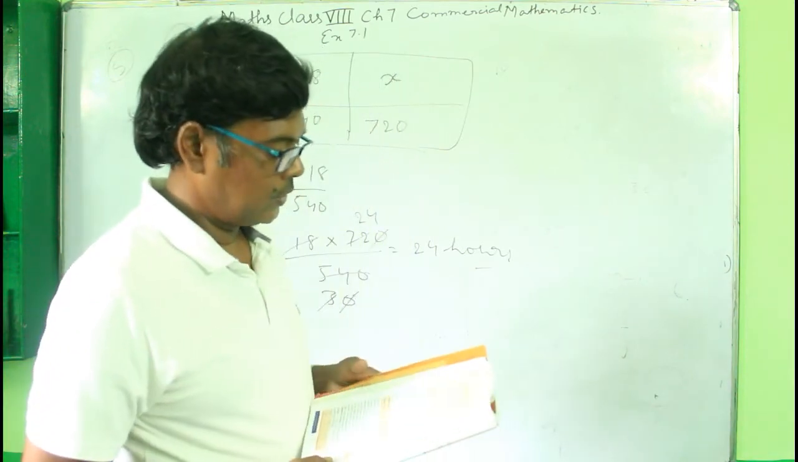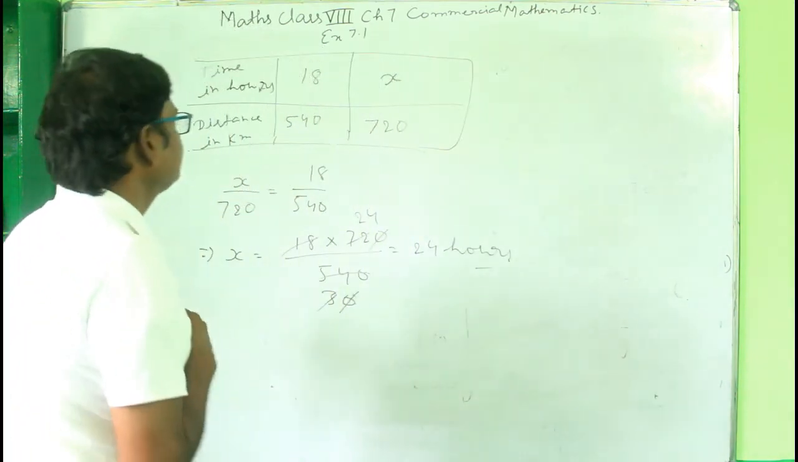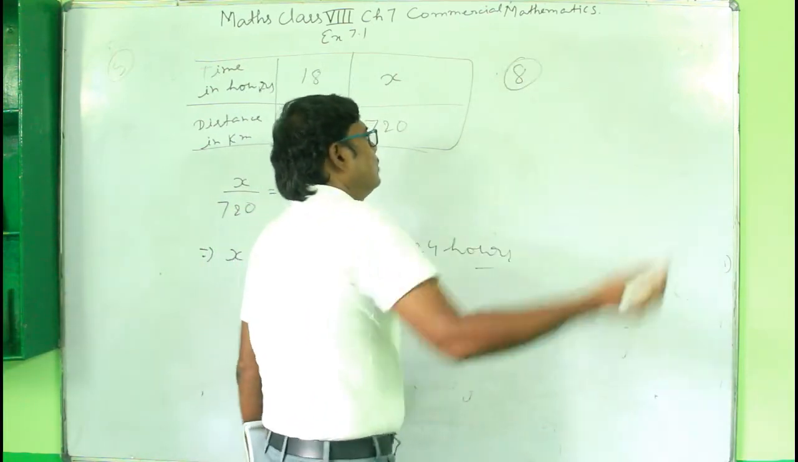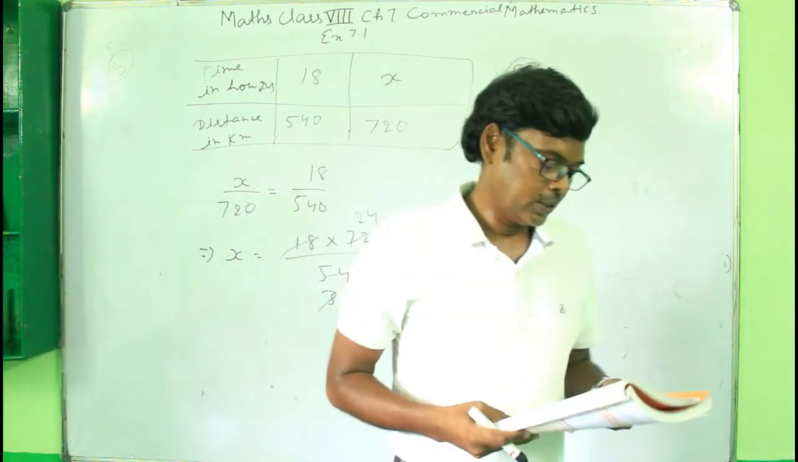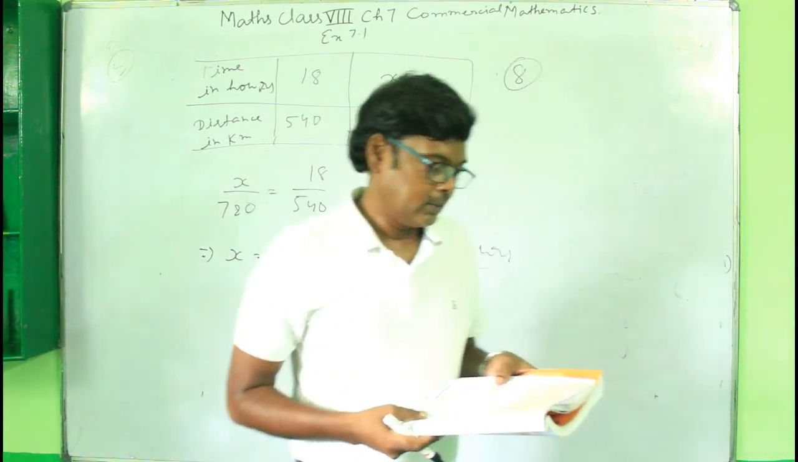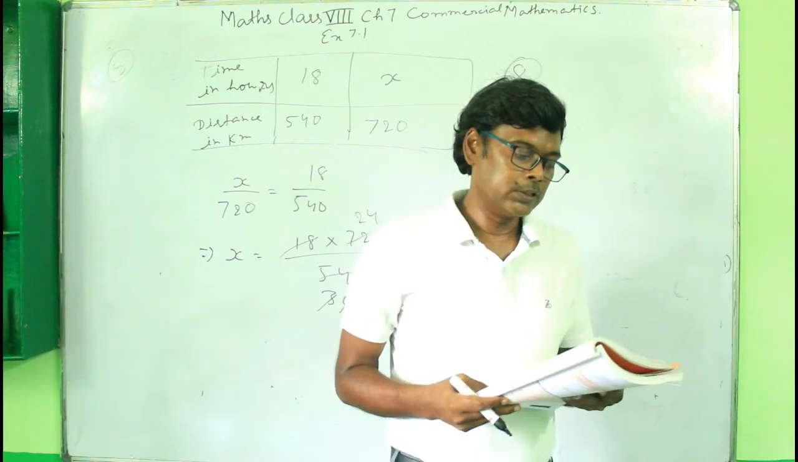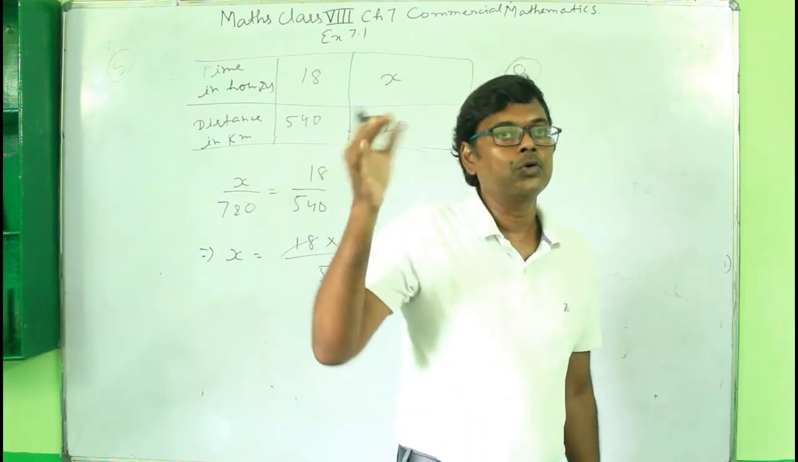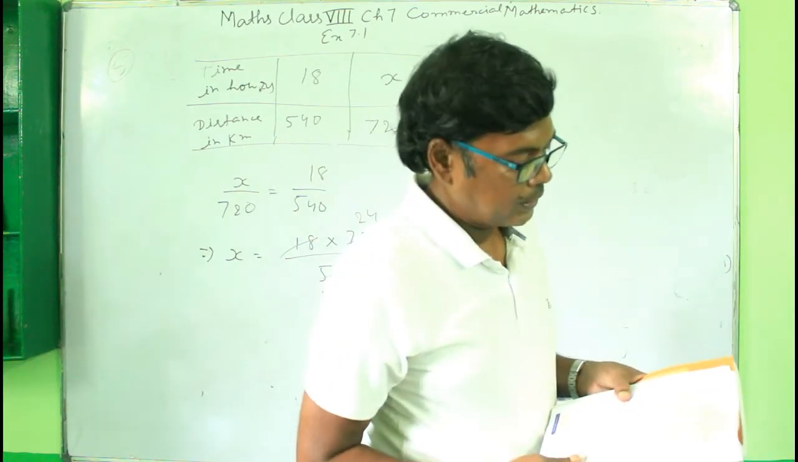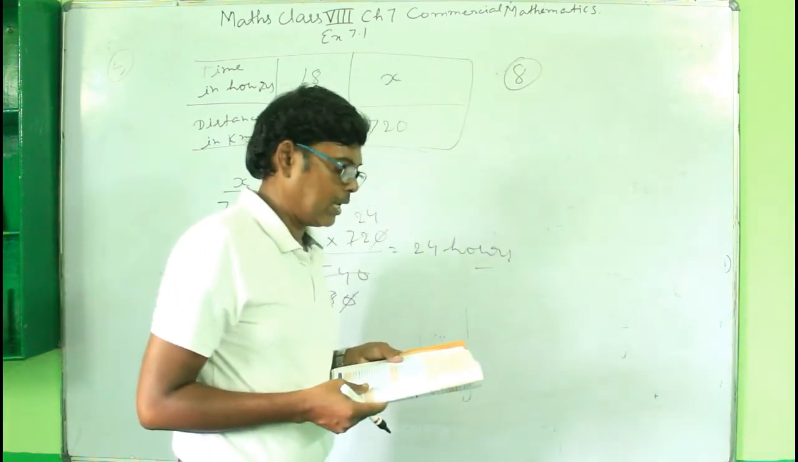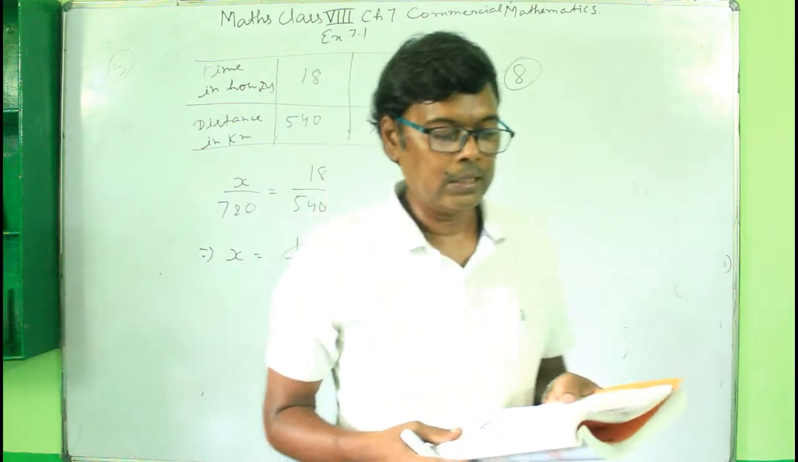So the next question is question number 8, because all questions are similar. You can make the table and then find the answer. So here question number 8. A machine caps 1540 bottles in 6 hours. That means a machine puts caps on 1540 bottles in 6 hours. So how long will it take to cap 2310 bottles?